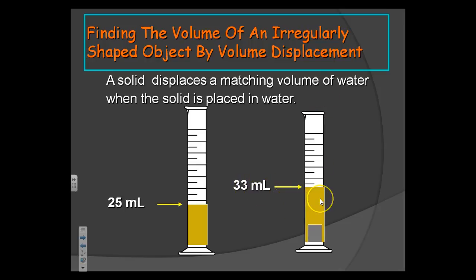So I can see that the volume of the object is just the difference between these two. So I have 8 milliliters, or 8 centimeters cubed. Now again, between these two units, milliliters we generally reserve for liquids, and centimeters cubed we generally reserve for solids.